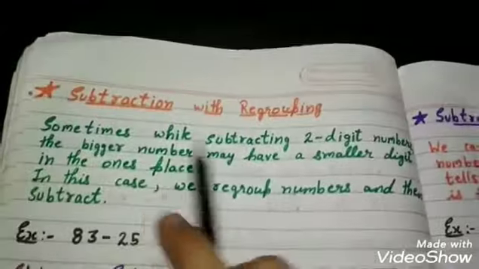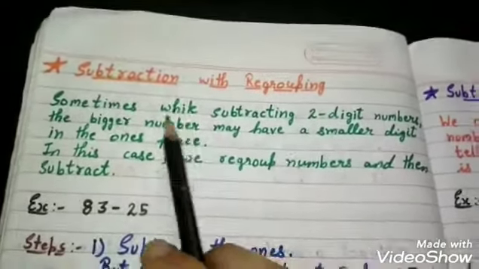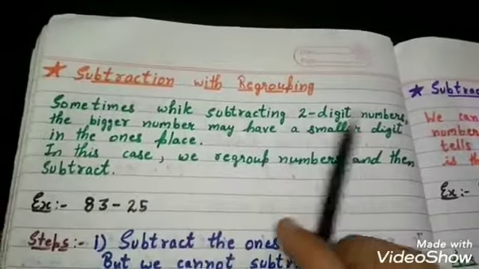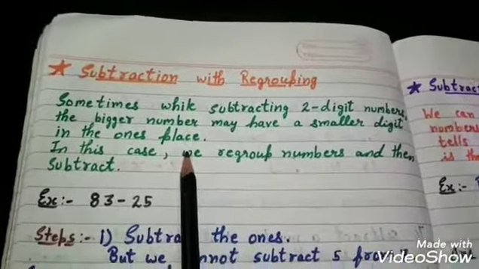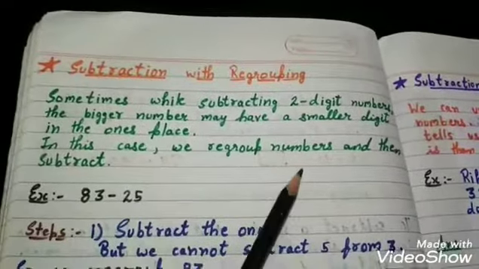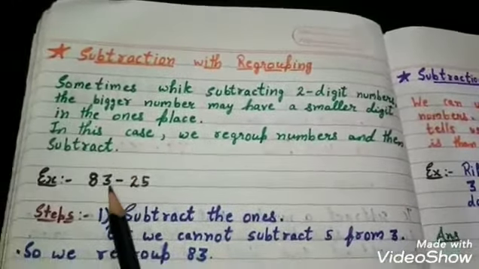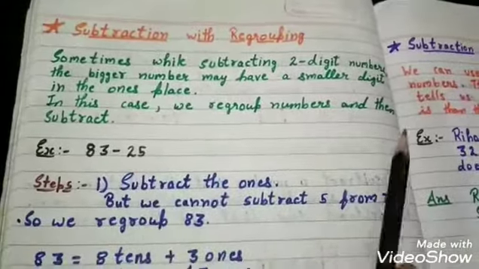Next topic is subtraction with regrouping. Sometimes while subtracting 2-digit numbers, the bigger number may have a smaller digit in the ones place. In this case, we regroup numbers and then subtract, like 83 minus 25.